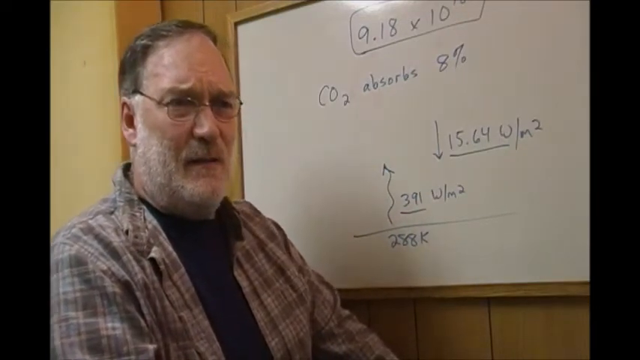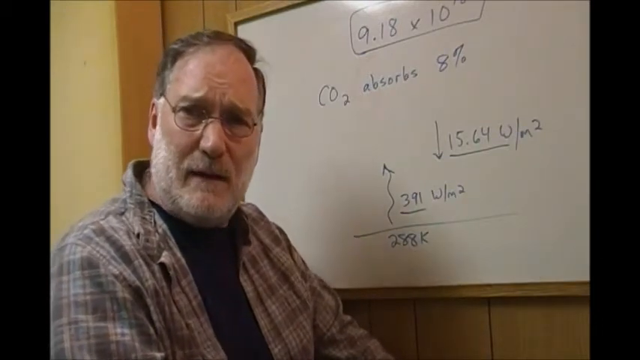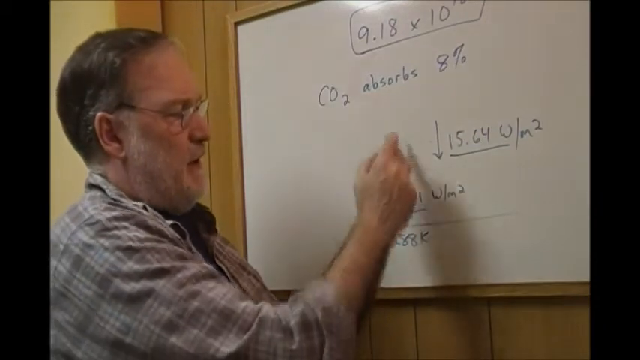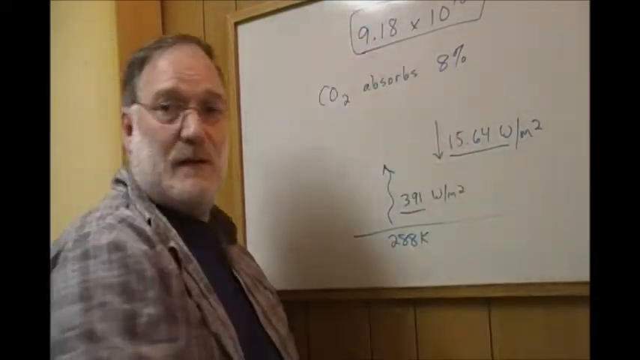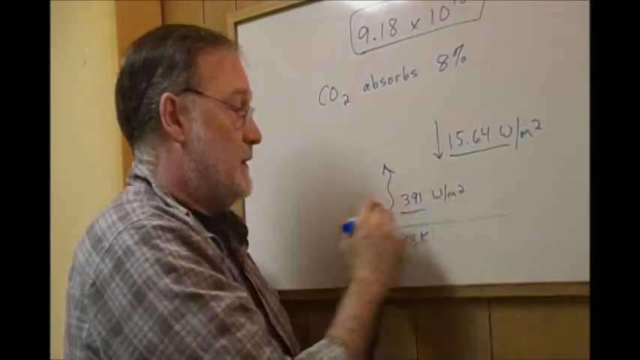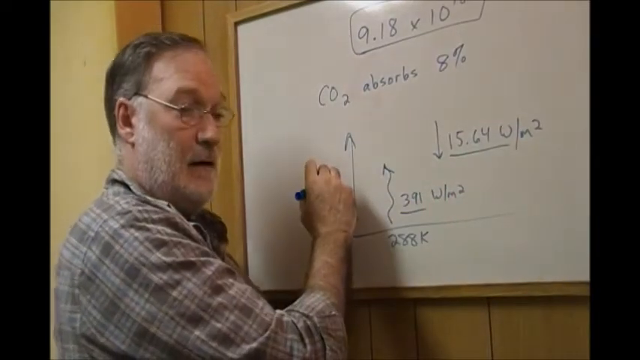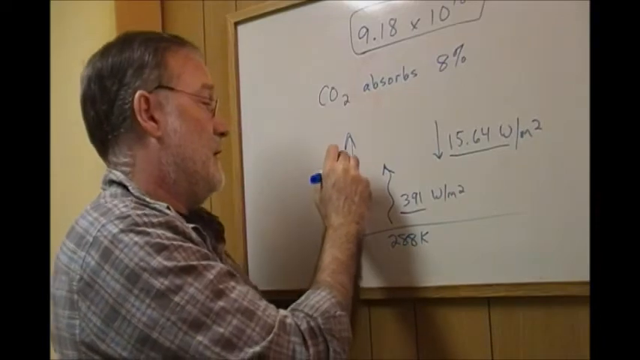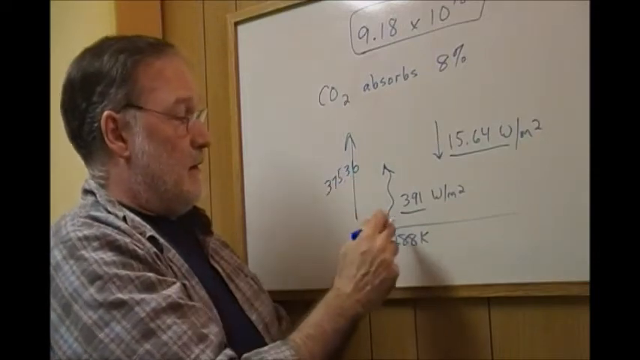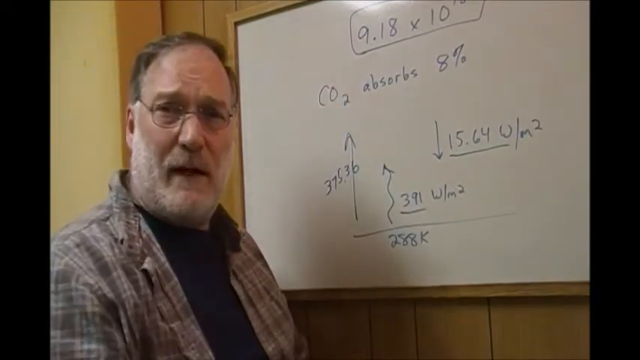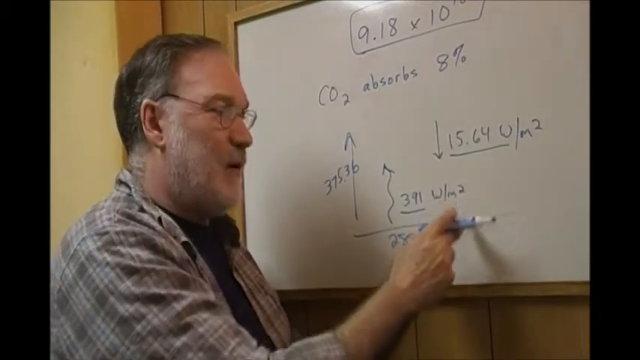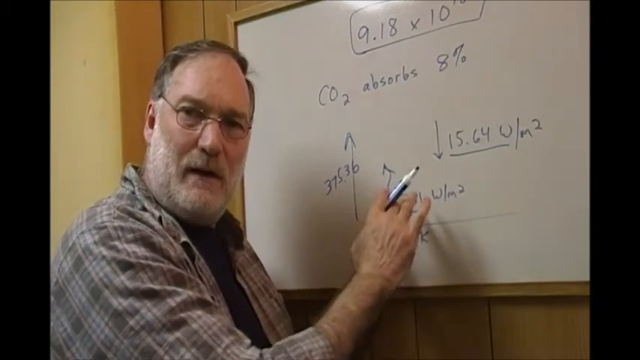All it can do is slow the cooling, okay? So in other words, instead of giving off 391 watts per square meter that it never sees again, if you take these two numbers and subtract them, you see that the Earth gives off a net of 375.36 if you just count carbon dioxide. The Earth is still giving off infrared radiation. It's still cooling, it's just not cooling at a high rate. This is not raising the temperature. This is slowing the cooling.